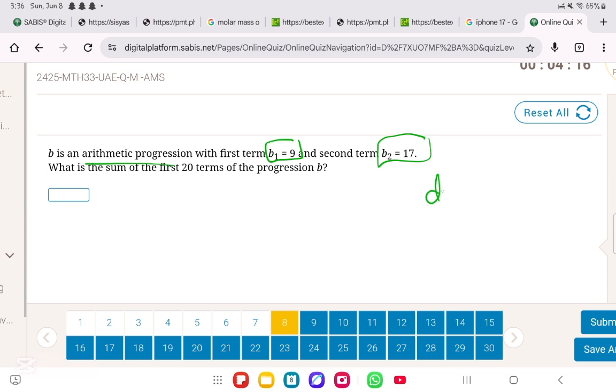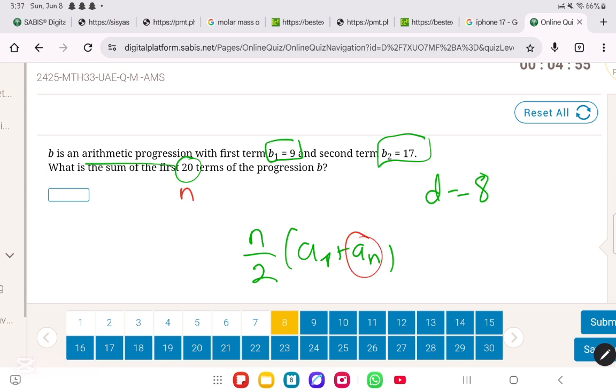So common difference d is equal to b2 minus b1. So 17 minus 9, which is 8. So now the common difference d is equal to 8. Okay? Now, what is the sum of the first 20 terms of the progression B? There are many ways to do this, but my favorite way is by using the equation n over 2 times a1 plus an. In order to use this, we will need to find an. What is n? n is 20.